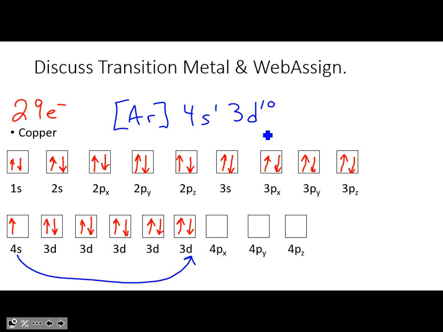That's all you need to know. You don't need to know why it's doing it. Just know that it's doing it. That is why we're calling them the transition metals. Okay? It's transitioning that electron to a different orbital.